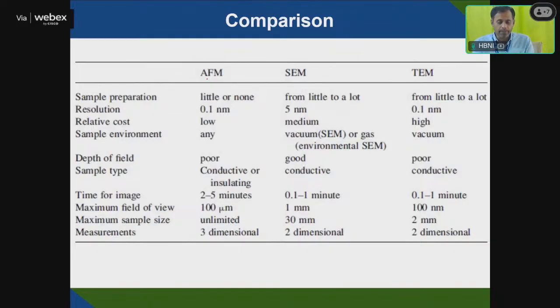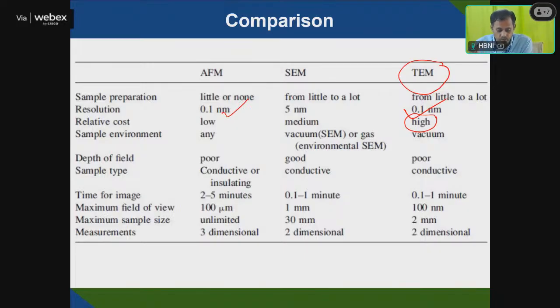If you compare AFM to SEM and TEM, sample preparation in the case of AFM is almost none, but in SEM you have to do a little sample preparation. But in TEM, you have to do a lot of sample preparation. That's important: sample preparation is mainly important for the TEM microscope. Resolution-wise, AFM and TEM can go up to the same level, and cost-wise TEM is high cost, whereas AFM is much lower cost.